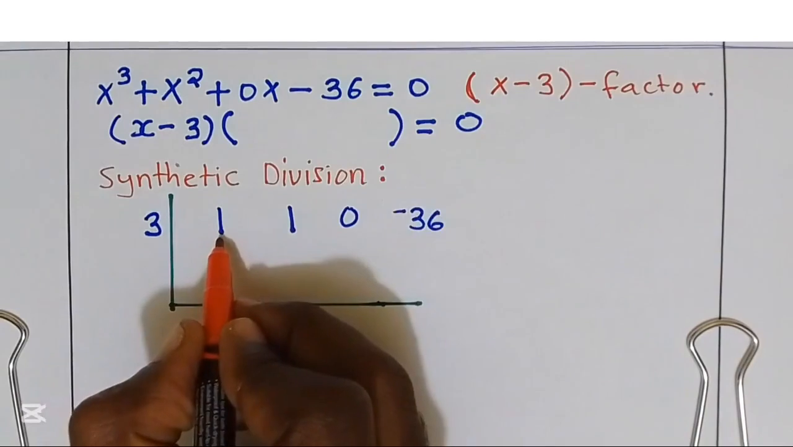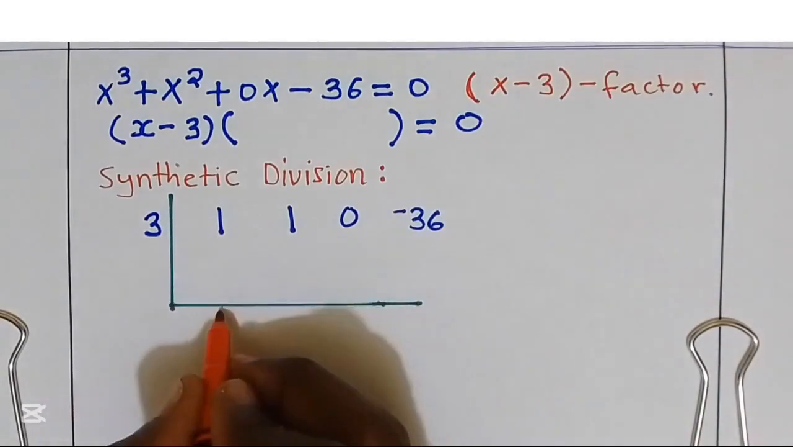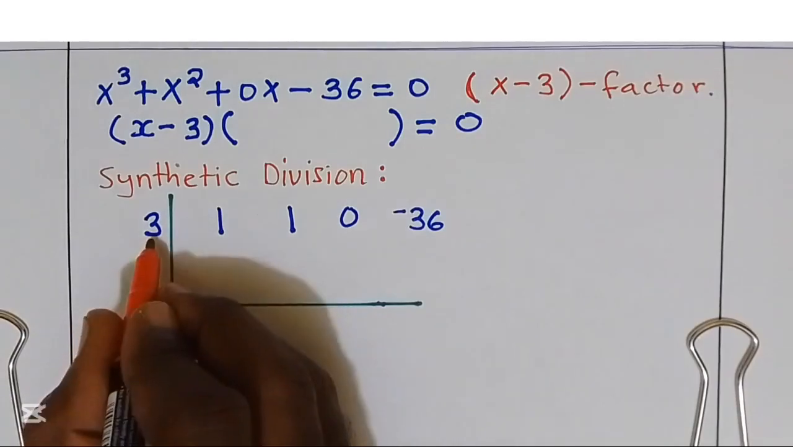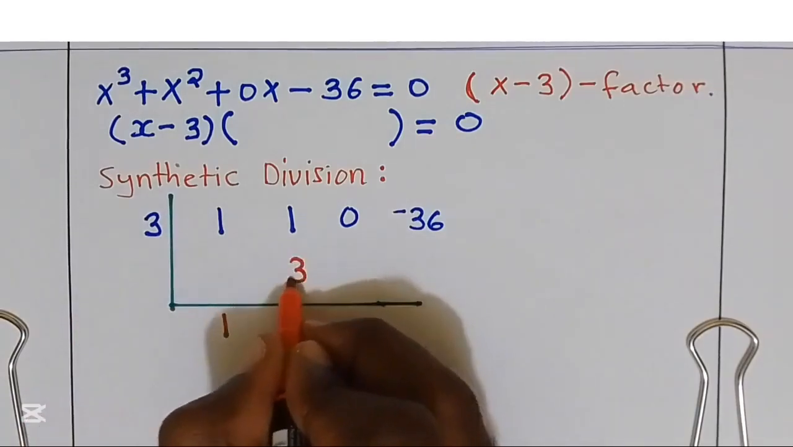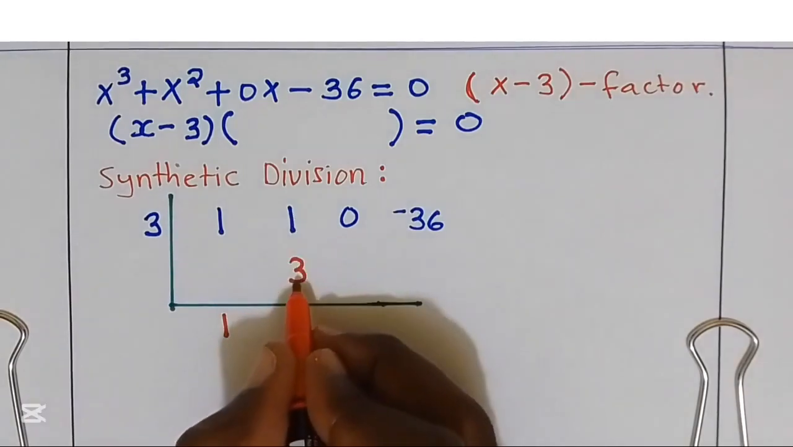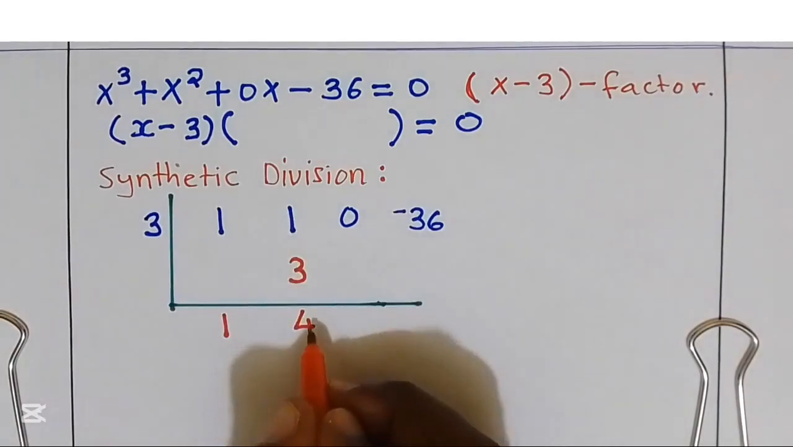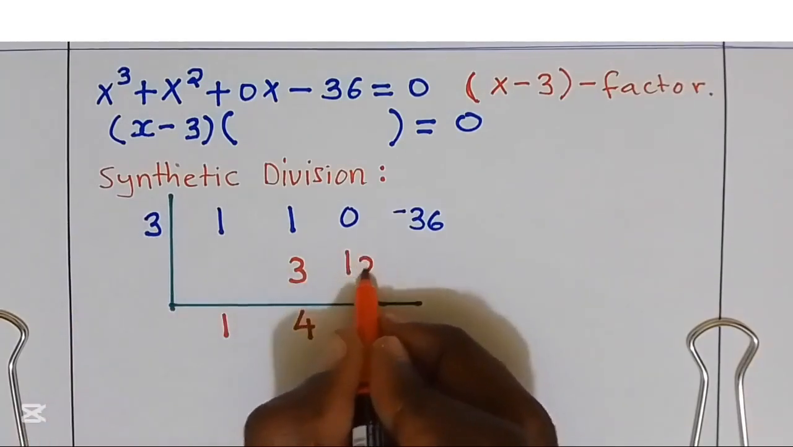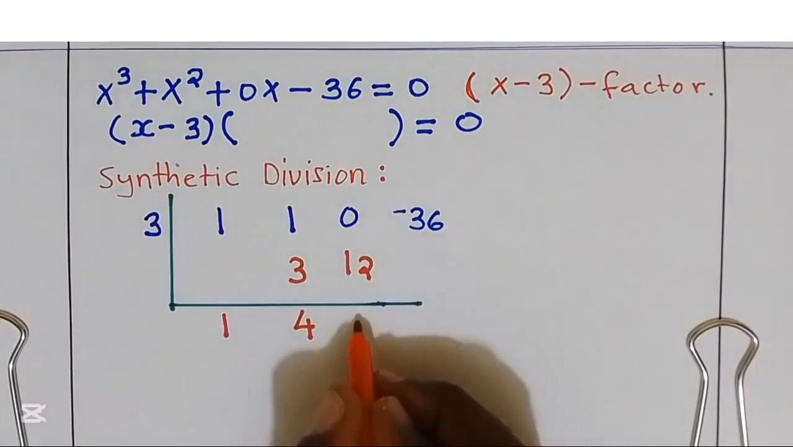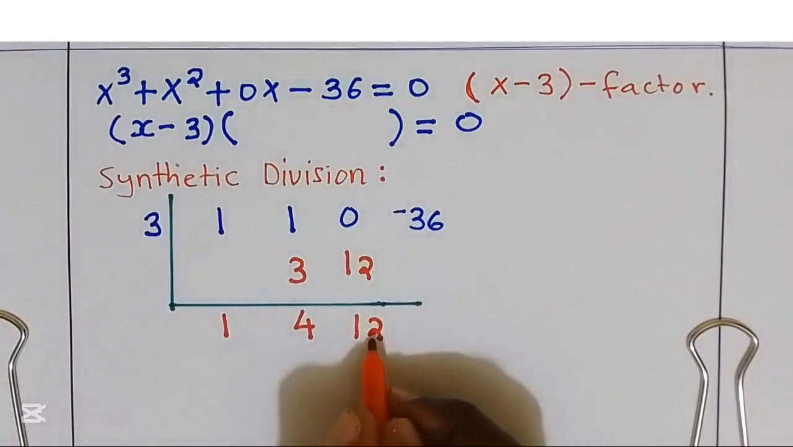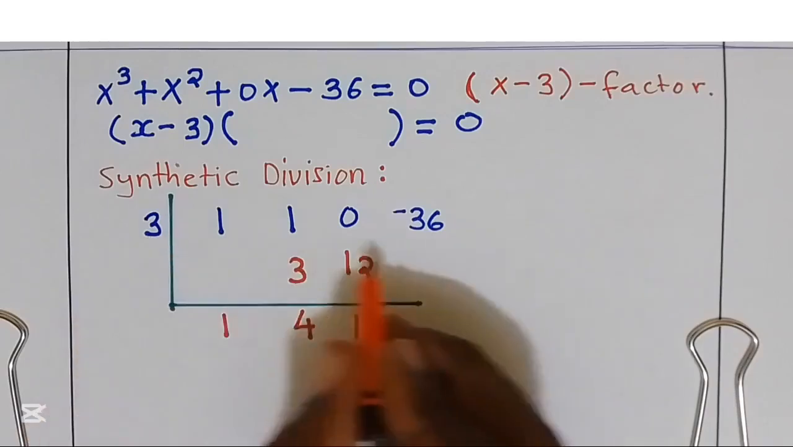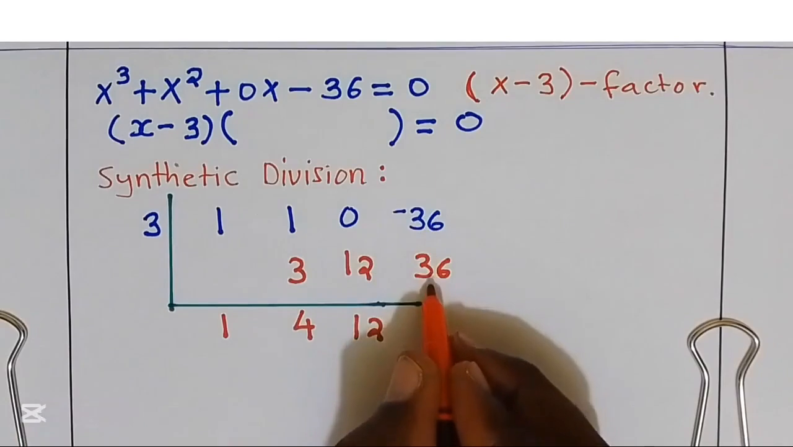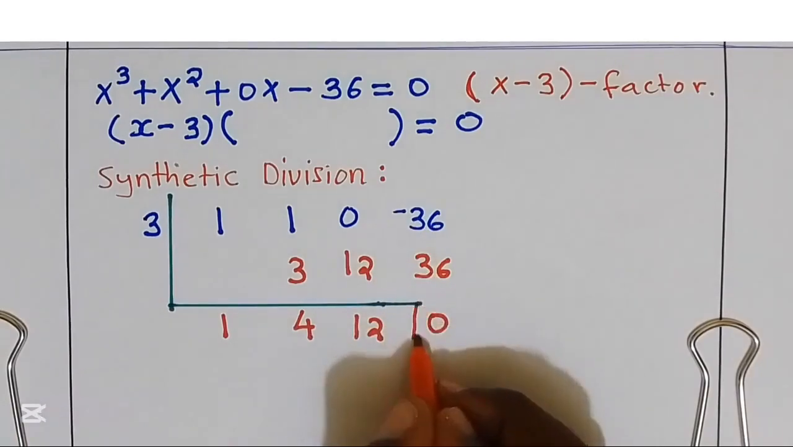The first coefficient, I'm going to drop it down over here. Then I'll take 1 multiplied by 3, I'll get 3. I'm going to add 1 plus 3, I'm going to get 4. Again, I'll take 4 multiplied by 3, I'll get 12. 0 plus 12, I'll get 12. 12 multiplied by 3, I'll get 36. Minus 36 plus 36, I'll get 0, which is the remainder.